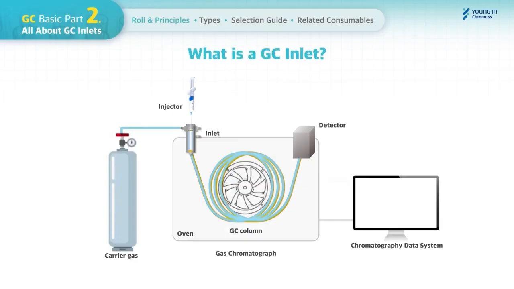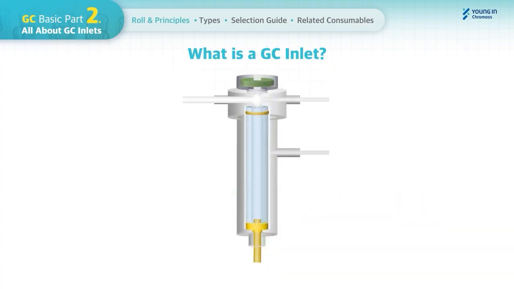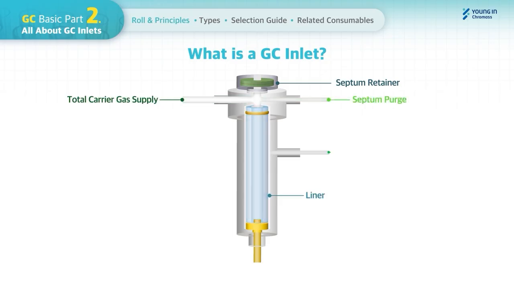What is a GC inlet? The main role of the GC inlet is to deliver an accurate and reproducible sample introduction into an analytical column. A GC inlet is commonly configured with a septa retainer, where the injection port is, a total carrier gas supply line, and a liner where the liquid samples get vaporized, and the septum purge line, split vent line, or other consumables might be added depending on manufacturers or inlet types.